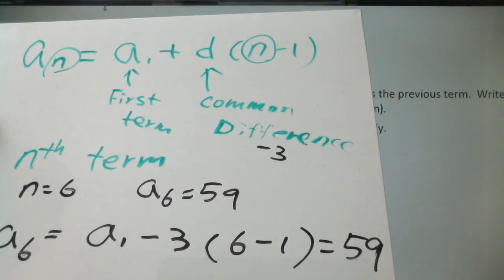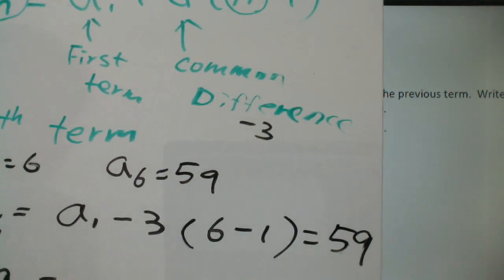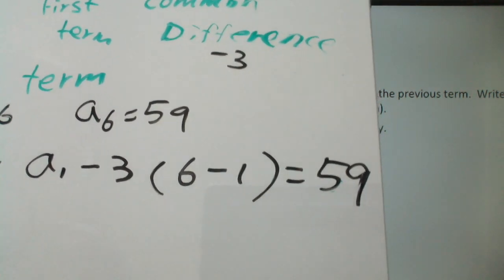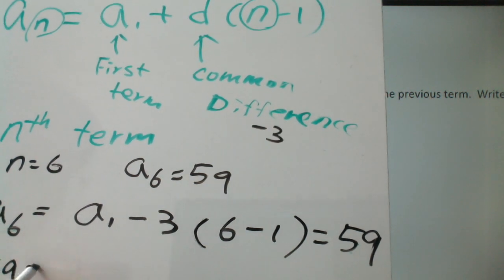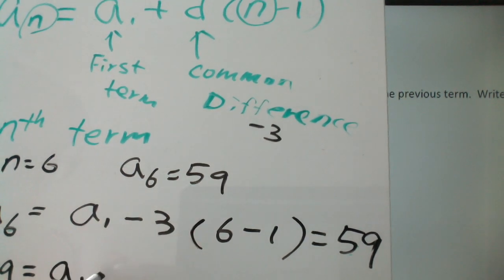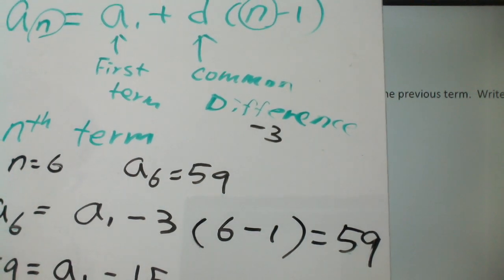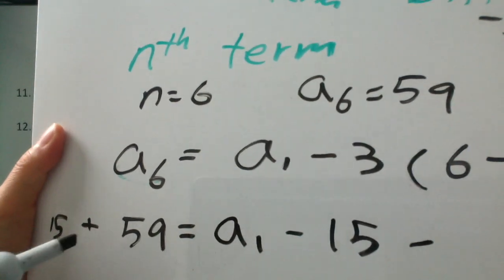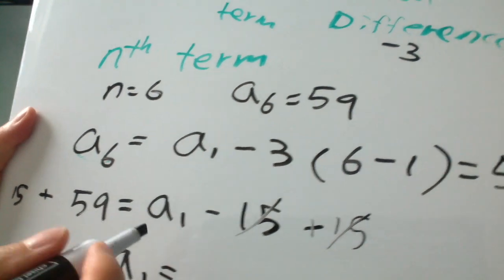So what's A1? Do you want me to find it with you? I can do it. So 59 is A1 minus 15, this is 5 times -3, right? What's A1? I'll add 15 to both sides. Yes? It will be 74.